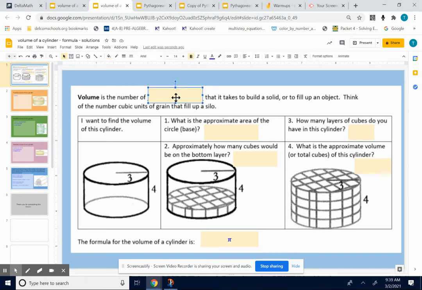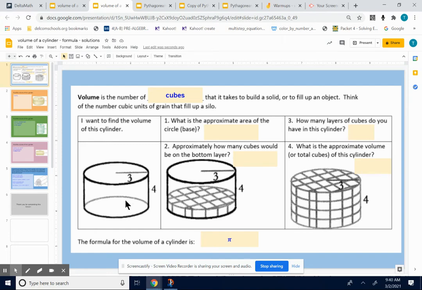Volume is the number of cubes that fill up an object, or that it would take to build an object, a solid. If I wanted to find the volume of this cylinder that has height 4 and radius 3, think about how we could do that without using a formula. We can find the area of the base, the area of this flat circle. You guys know how to find the area of a circle.